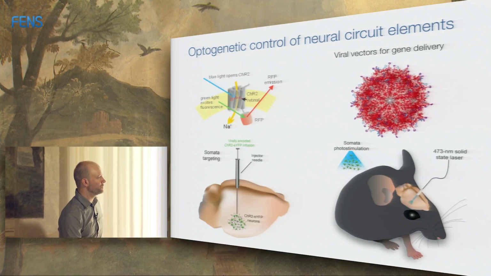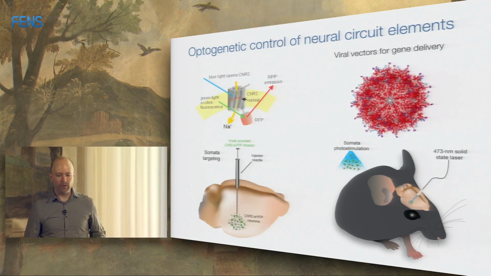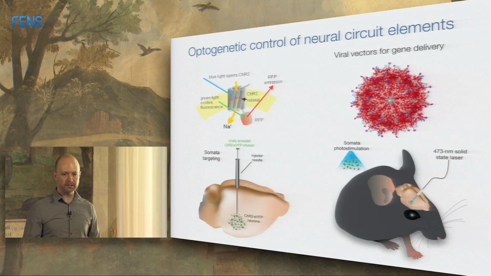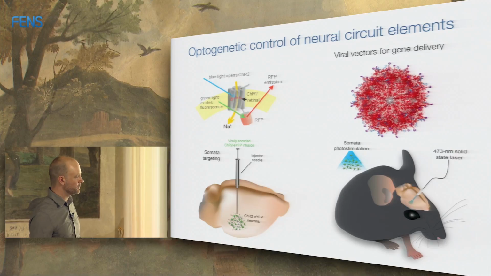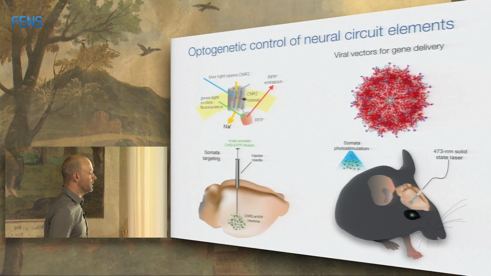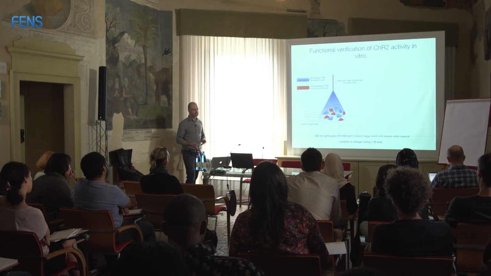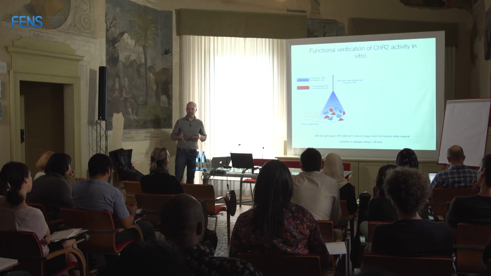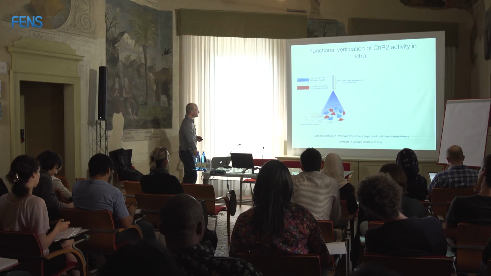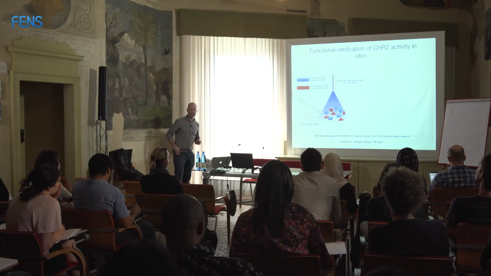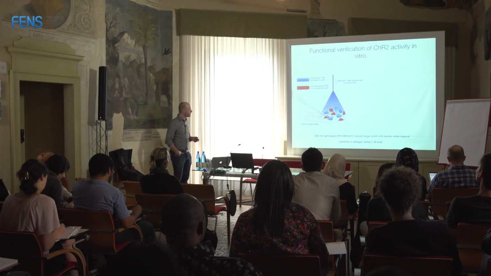Now, when doing these approaches, it's really important not only to get the genetic targeting right and to characterize what cell types are being targeted, but it's also incredibly important to validate that these proteins are actually functional within neurons. So how do we go about doing this? Typically this is done with electrophysiology, although there's a number of other ways you can do it as well.